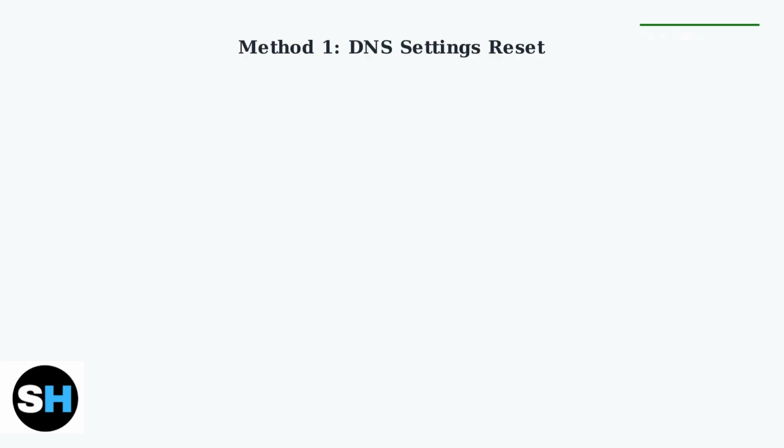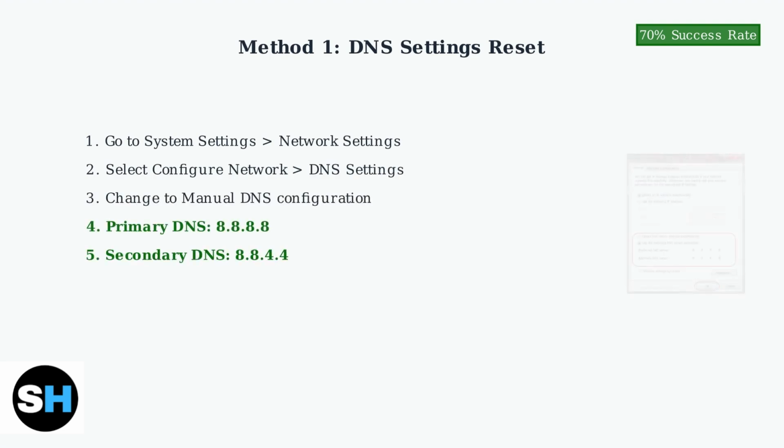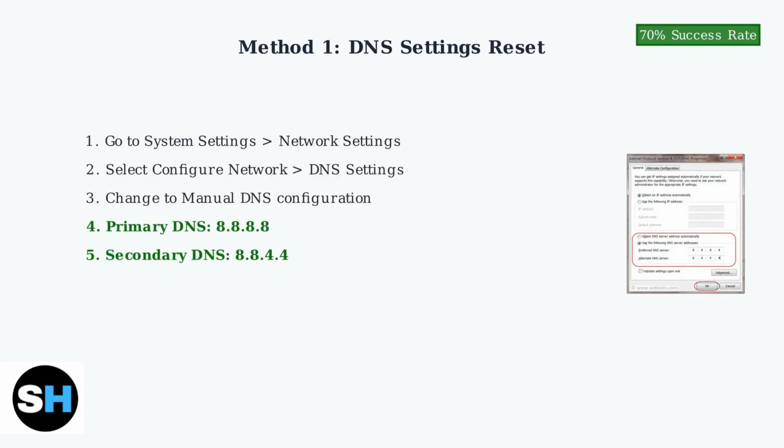The first and most effective method is resetting your DNS settings. Navigate to System Settings, then Network Settings on your Xbox 360. Configure your network manually and change DNS settings to use Google's public DNS servers, 8.8.8.8 as primary and 8.8.4.4 as secondary. After configuring DNS settings, test your Xbox Live connection to verify the fix works.